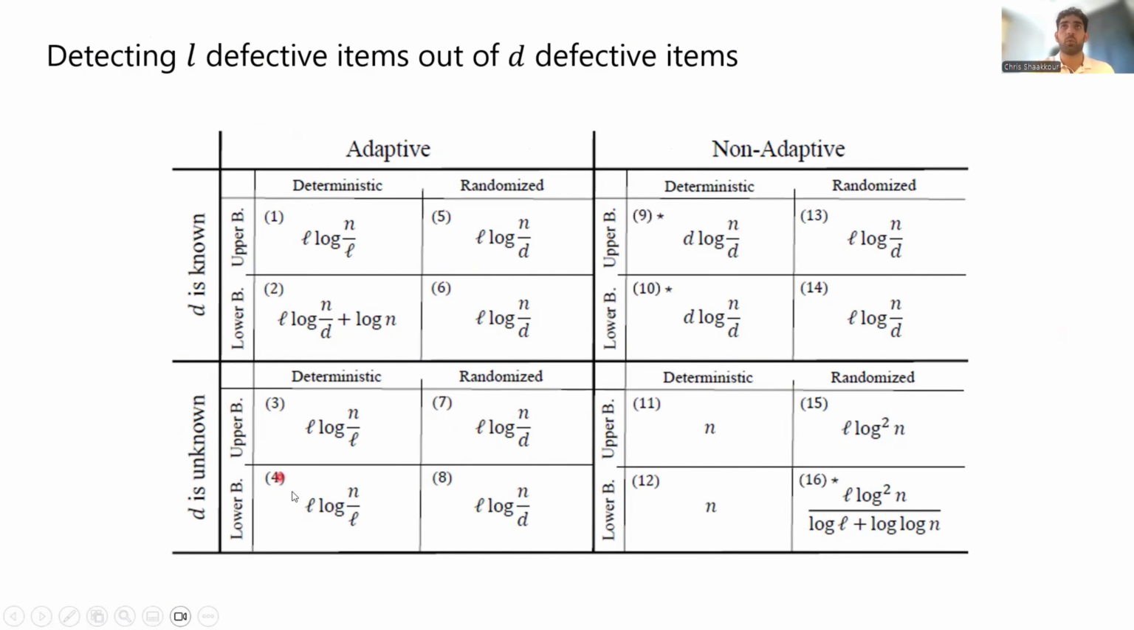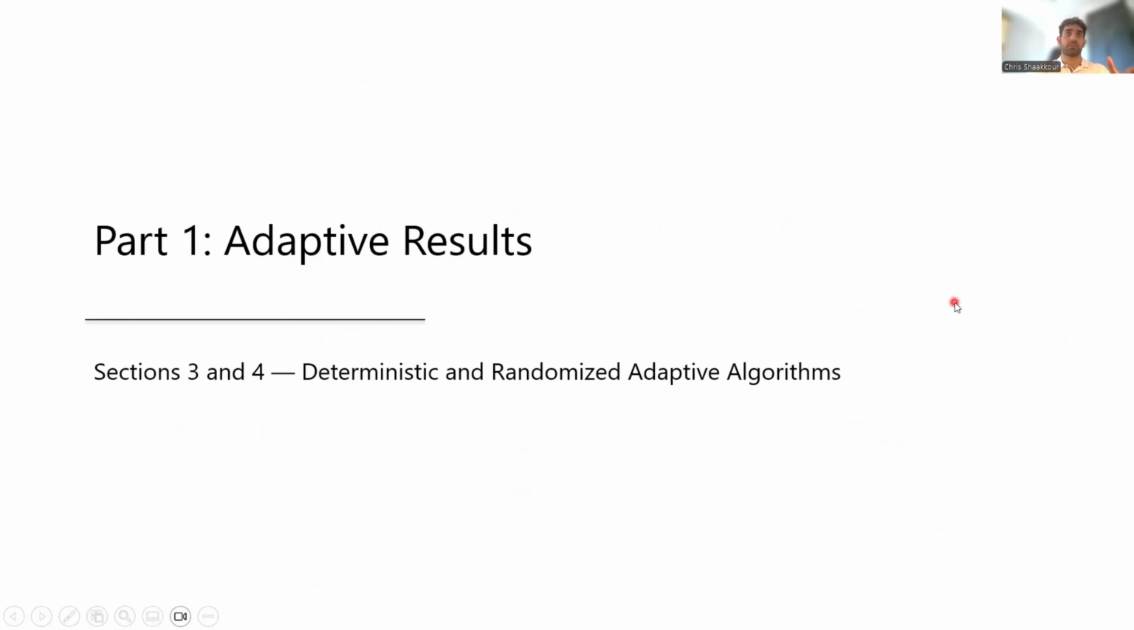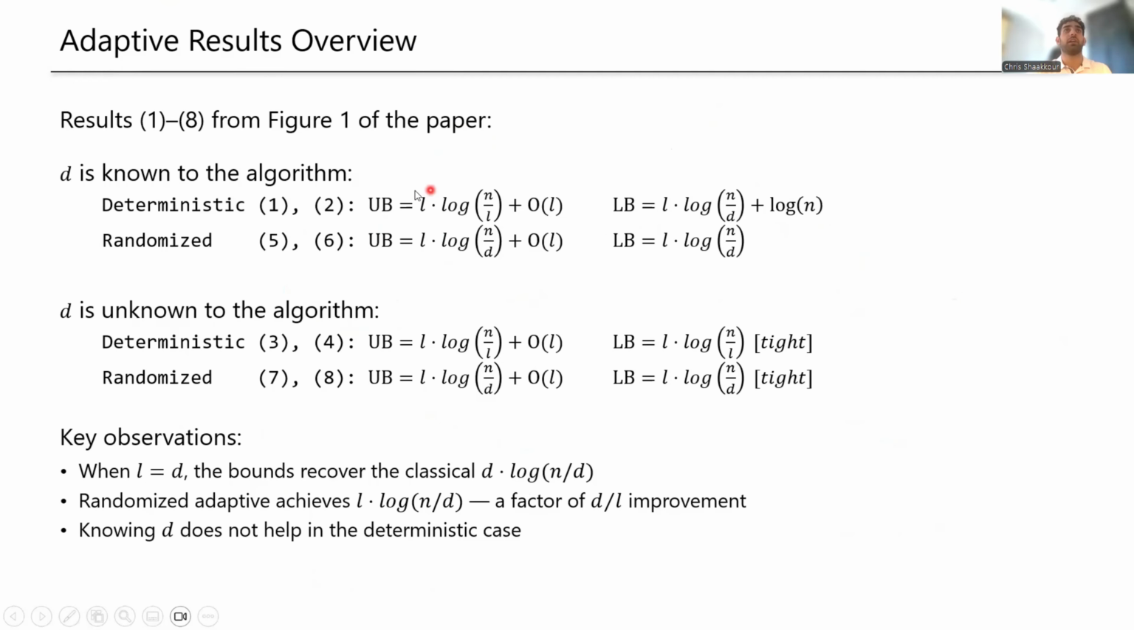Okay, so we're going to split the presentation into 2 parts. In the first part we're going to talk only about the adaptive algorithms, and in the second part we're going to display and explain or prove all of the terms in the non-adaptive case. So let's first of all start with the adaptive results. Here I have them put together, not in a table, separated from the non-adaptive results. At the end, we're going to see these key observations again.